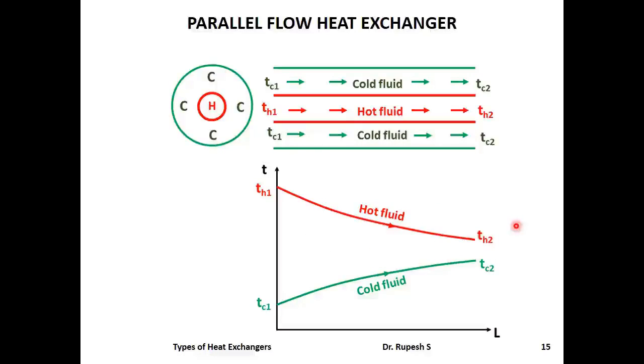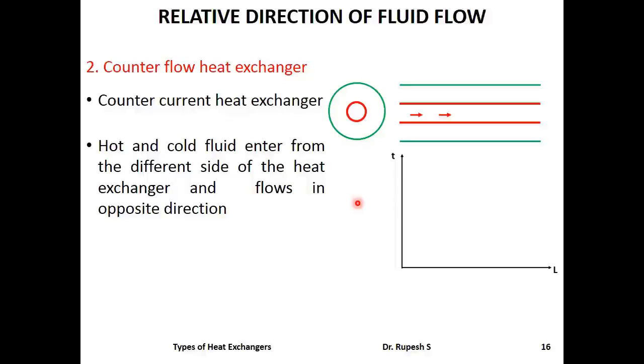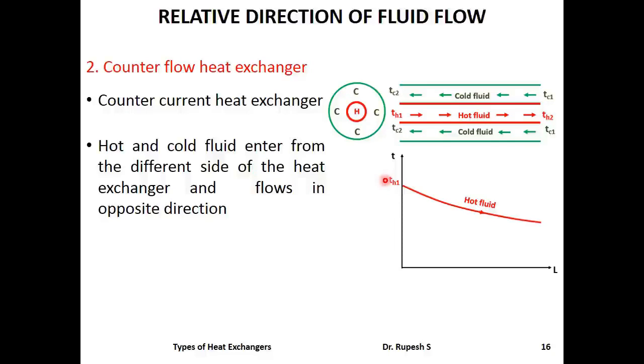In a counterflow heat exchanger, both hot and cold fluids flow in the opposite direction through the heat exchanger. Hot fluid flows in this particular direction, whereas cold fluid enters through the opposite side and flows in a direction opposite to that of the flow of hot fluid. In the course of its flow, heat transfer takes place from hot fluid to cold fluid through the tube wall. When we plot the temperature profile, we can see that hot fluid temperature decreases from TH1 to TH2 in the flow direction, whereas cold fluid temperature increases from TC1 to TC2 in the flow direction.